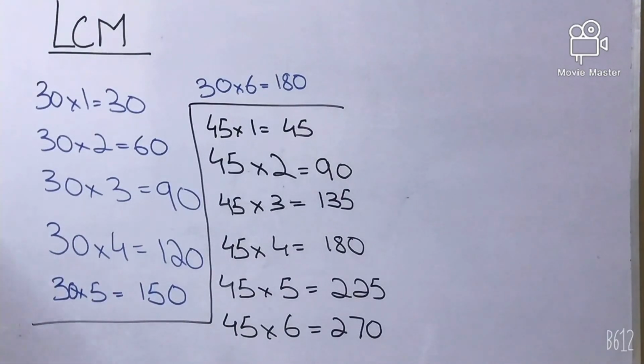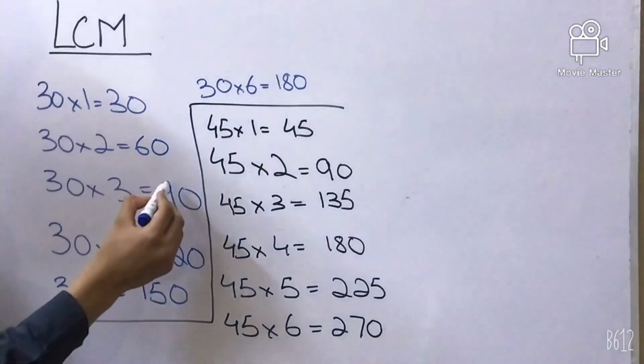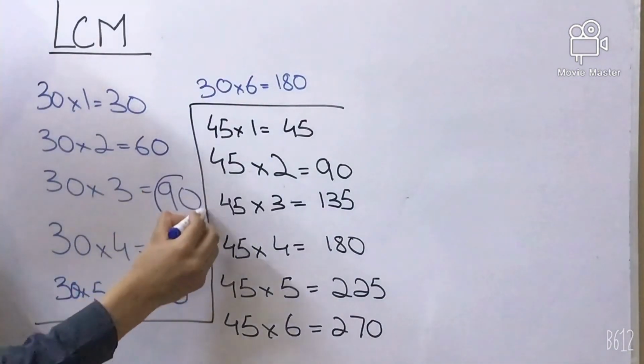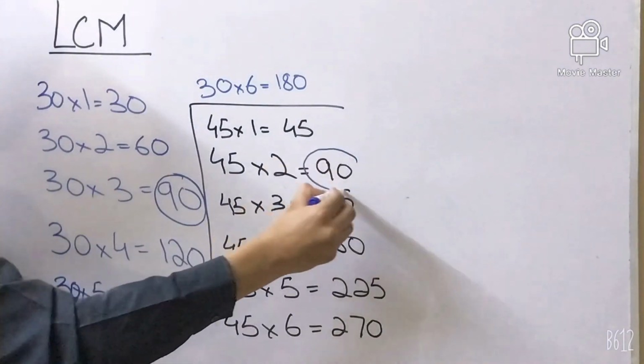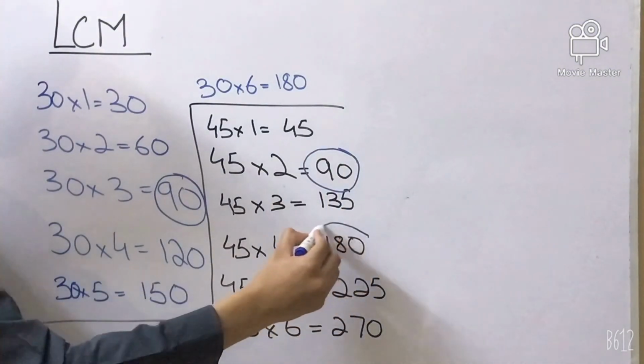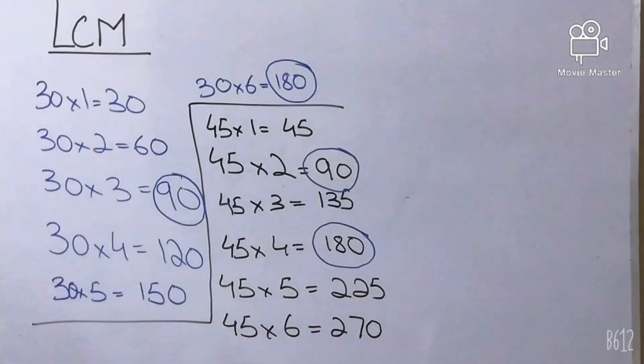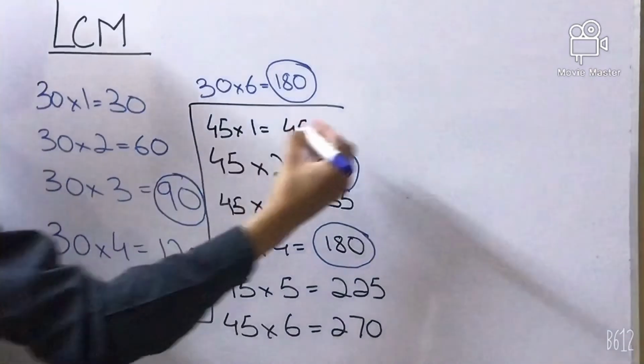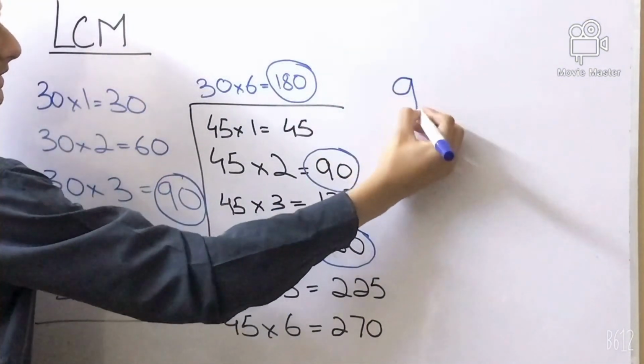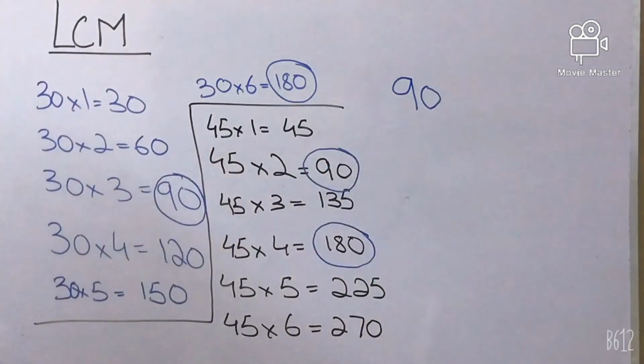Okay, now we will take out the common multiples of 30 and 45. So the first common multiple is 90, and the second common multiple is 180, but the least common multiple is 90. I hope you understood.